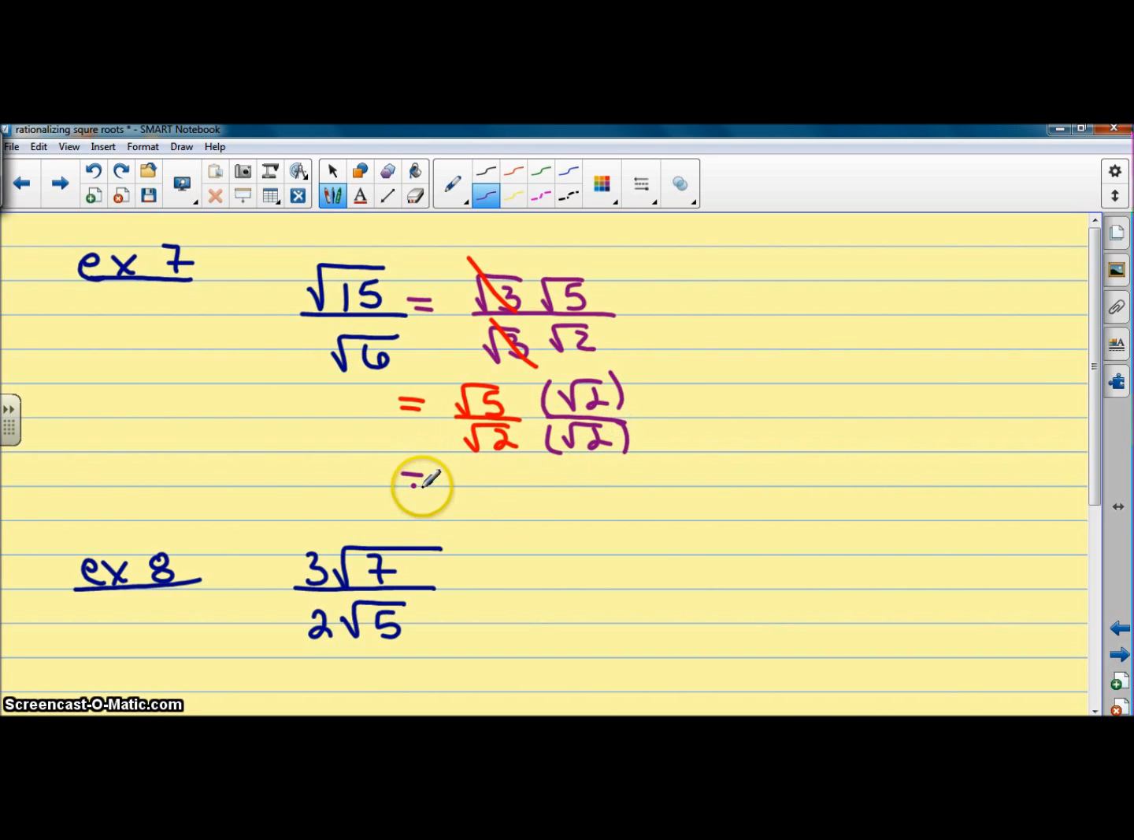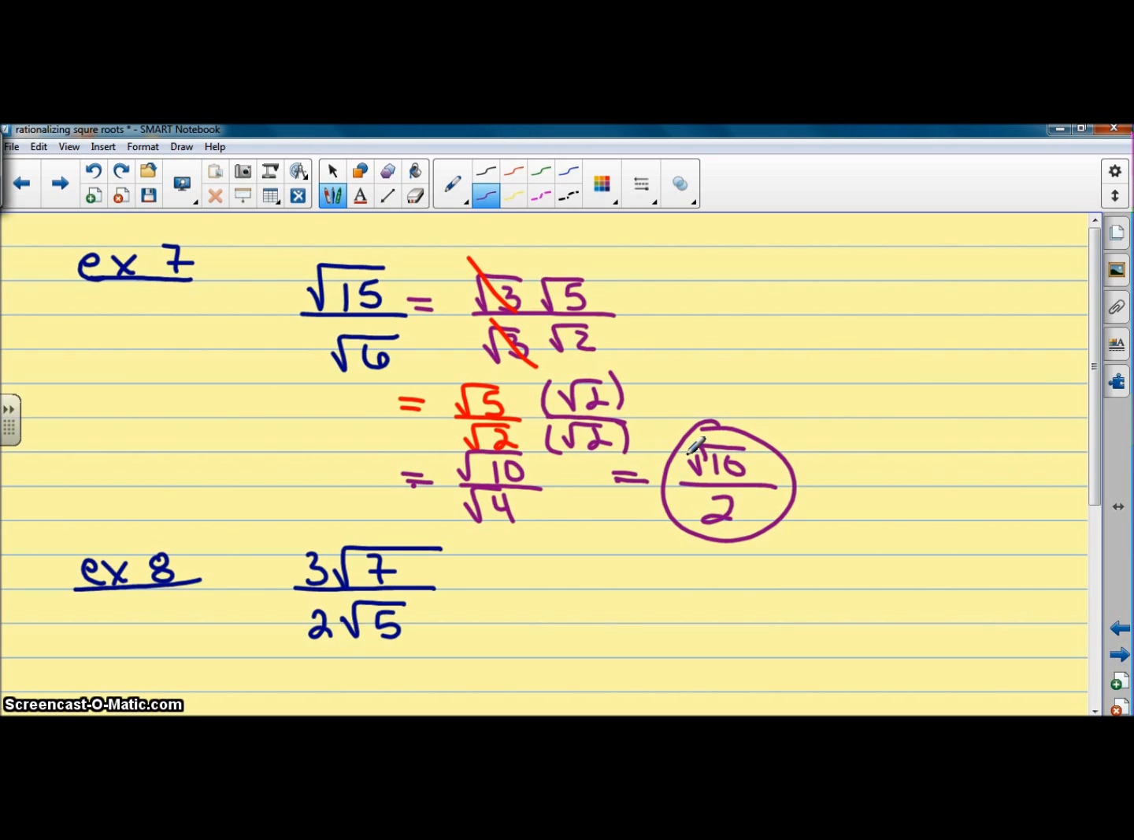And I get 5 times 2, or the square root of 10, because they're both under the radical, over square root of 4. The square root of 4 is plain 2, that's my denominator. And the square root of 10 is made from 2 and 5, so no perfect squares in there. So square root of 10 over plain 2 is my answer.